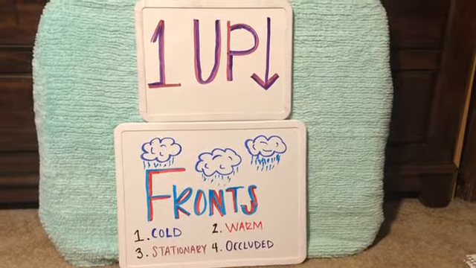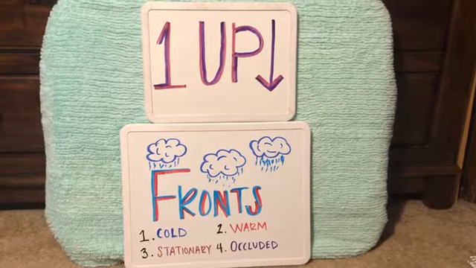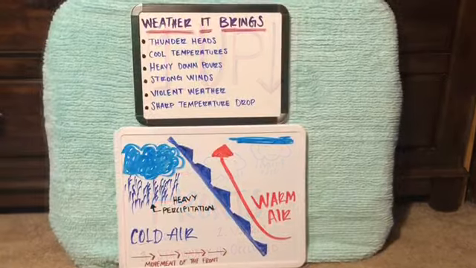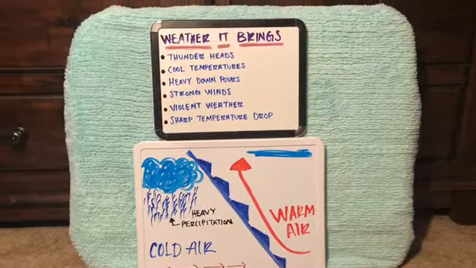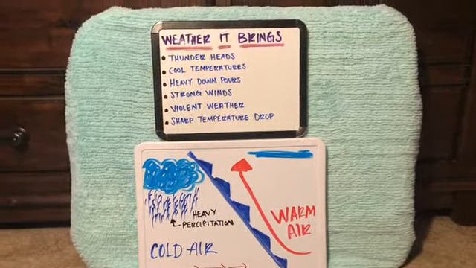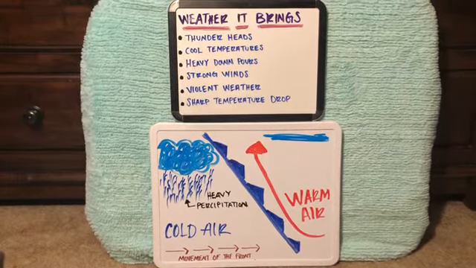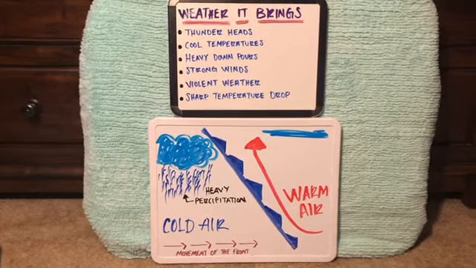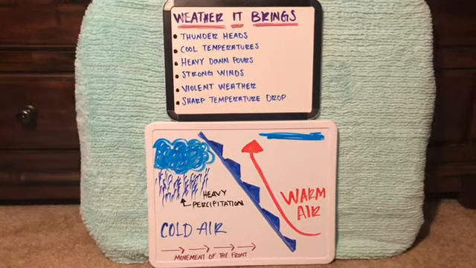First up is fronts. There are 4 different kinds: cold, warm, stationary, and occluded. Up first is our cold front. A cold front is when dense cold air is actively advancing into a region occupied by warmer air. As you can see, the movement of the front is pushing the warm air up. A cold front can bring thunderheads, cool temperatures, heavy downpours, strong winds, violent weather, and a sharp temperature drop.